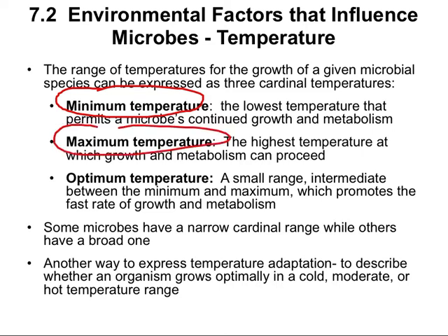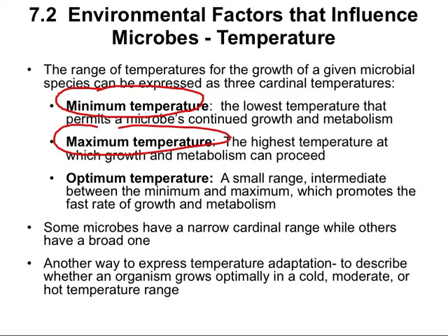And the optimum temperature is a relatively small range between the minimum and maximum, where a fast rate of growth and metabolism is possible. Some microbes have a very narrow cardinal range, while others have a pretty broad one. We have to consider that microbes cannot control their own temperature, and thus they will assume the ambient temperature of their environment. So they must adapt to variations in that environment.